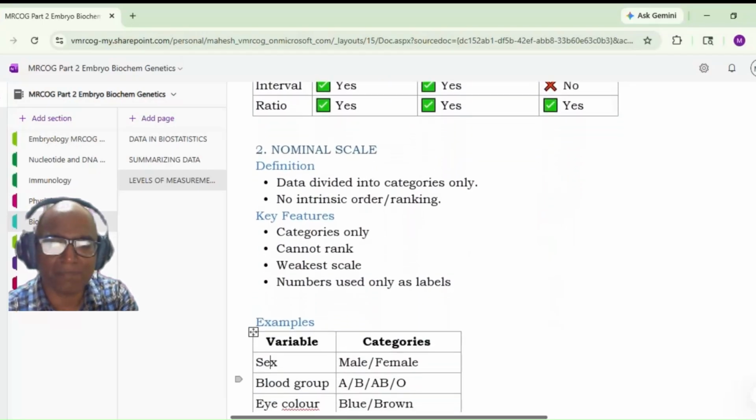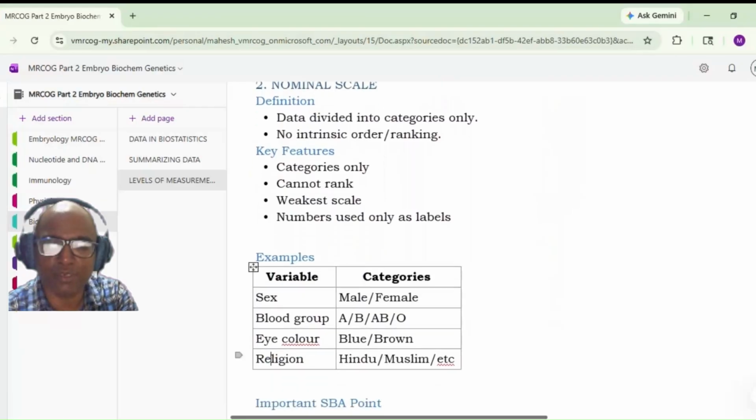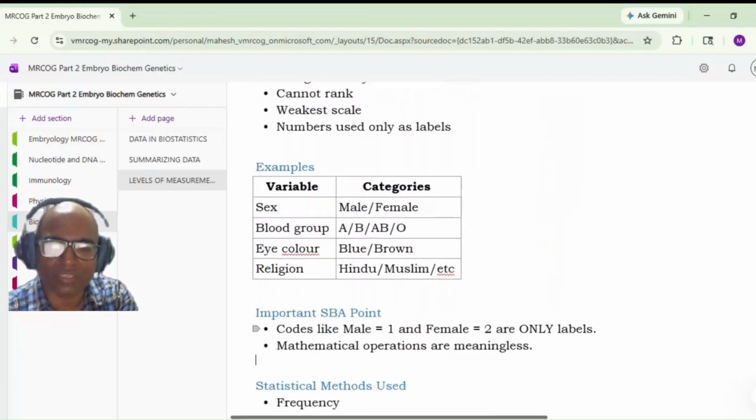Examples are sex, male, female, blood group A, B, AB, O, eye color, such as blue, brown, religion, Hindu, Muslim, etc. You may code this, like male is given code 1, female is given code 2, but these are only labels. The mathematical operations are meaningless here.